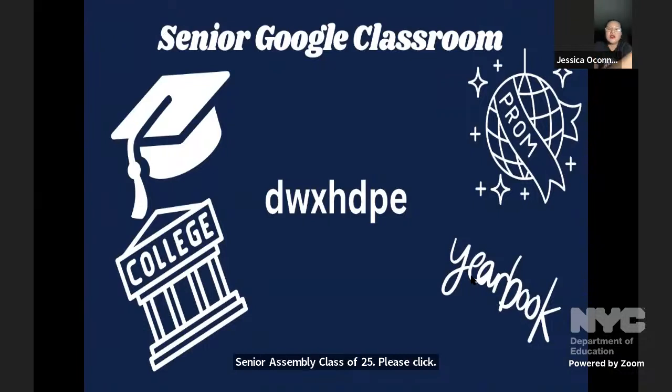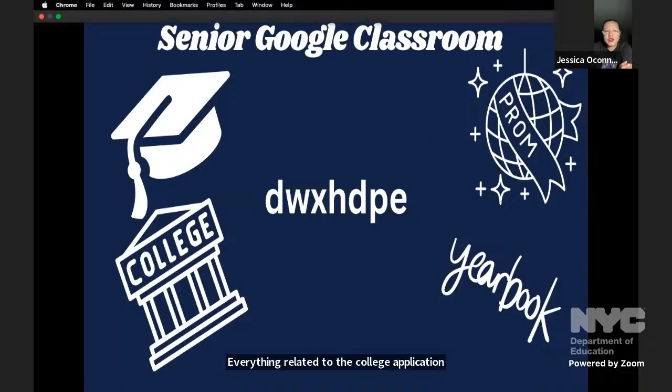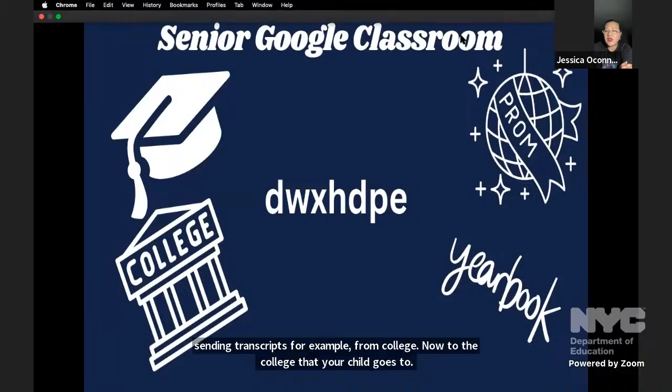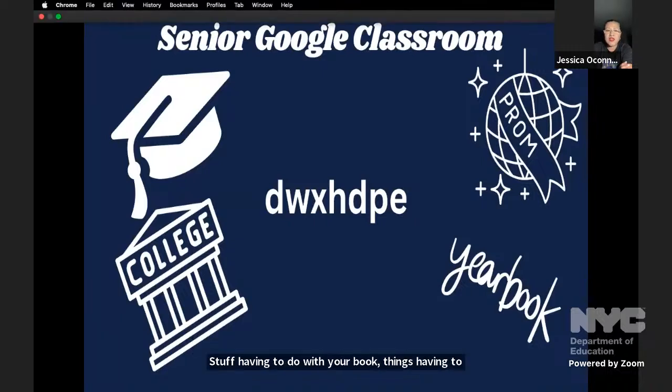Okay, this is the senior class Google Classroom. This is essential for the seniors to join. This is the code. Everything related to the college application process, to sending transcripts, for example, from College Now to the college that your child goes to, stuff having to do with yearbook, things having to do with prom and senior events and senior dues, graduation, everything related to senior year is on this Google Classroom.